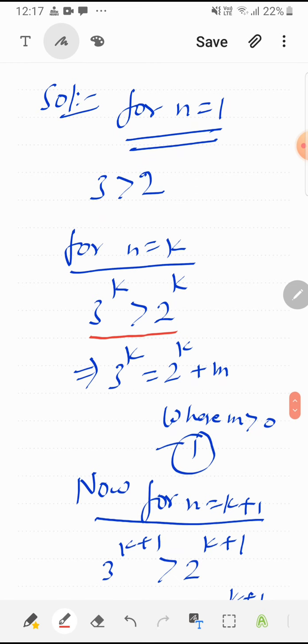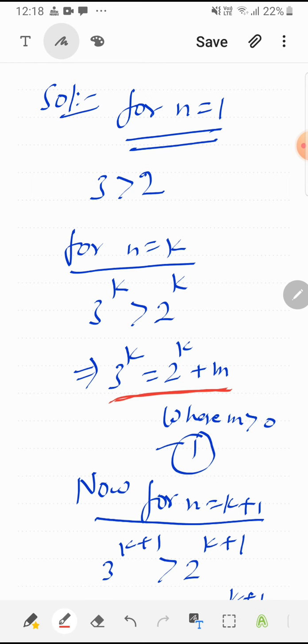This is a very crucial step. Depending upon the question, we can remove this inequality and we can place equality. How? Because I am saying 3 raised to the power k is greater than 2 raised to the power k. To balance both sides, we can add a positive number, m is greater than 0. So now the inequality is replaced by equality. You can operate from here also, but I suggest that you write like this, so obviously that will make your question easier.